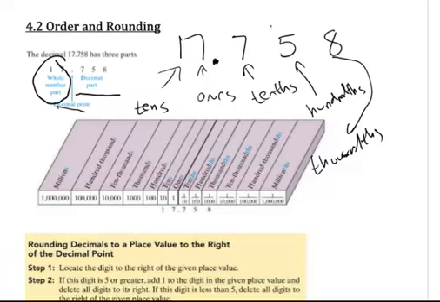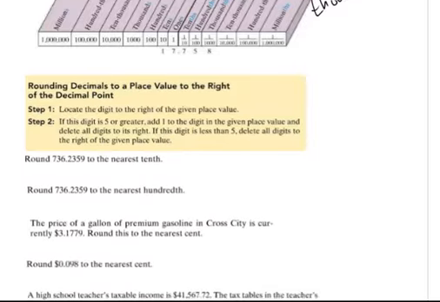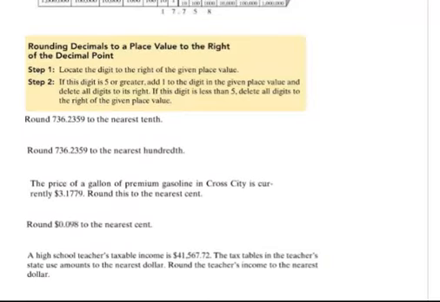All right, so let's take a look at what we're going to be doing here. It says we're going to be rounding decimals to place value to the right of the decimal point. So the directions here say locate the digit to the right of the given place value. If the digit is 5 or greater, add 1 to the digit in the given place value and delete all the digits to the right. If the digit is less than 5, delete all digits to the right of the given place value.